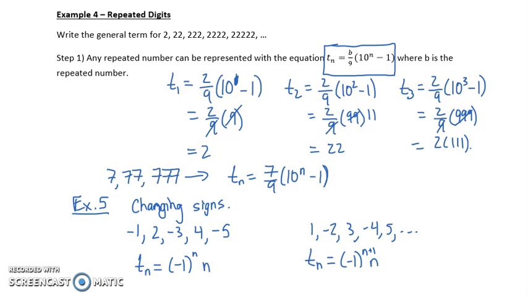And there you go. There are some good tools, 5 good tools, as we'll come up with various situations for finding recursive formulas, finding general terms, and finding patterns for various sequences.